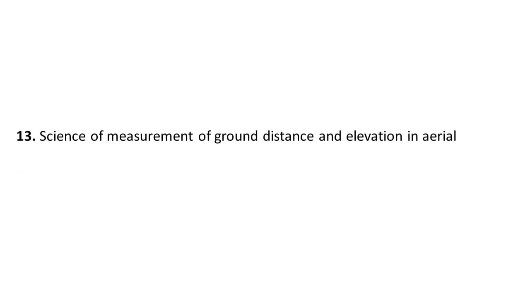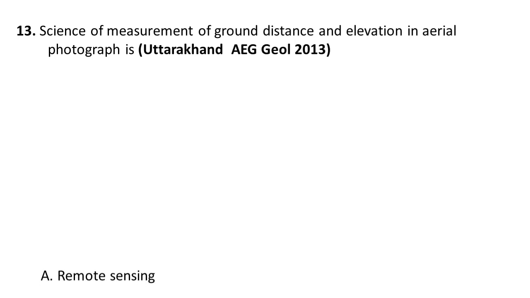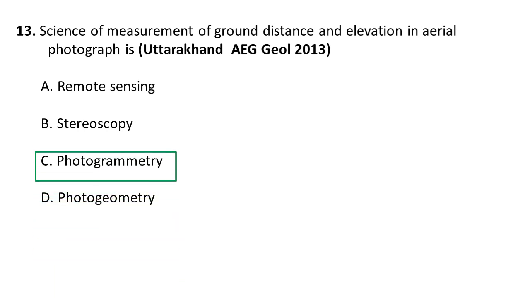Next question. Science of measurement of ground distance and elevation in aerial photograph is A. Remote sensing, B. Stereoscopy, C. Photogrammetry, D. Photogeometry. So the correct answer is C. Photogrammetry. Photogrammetry is the science of making measurements from the photographs, including aerial photographs, to determine ground distances and elevations. So C. Photogrammetry is the correct option.